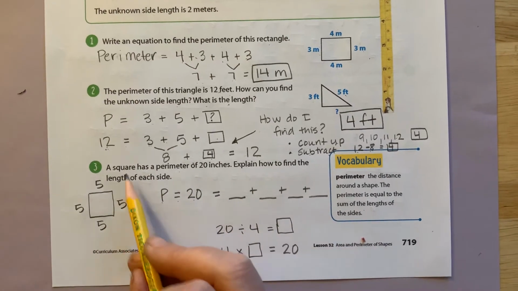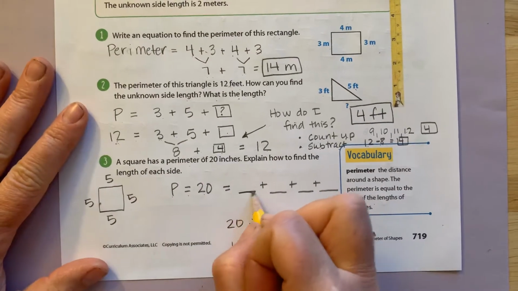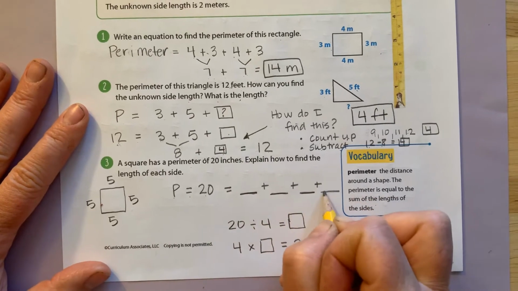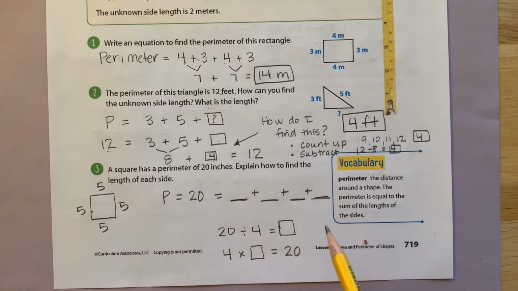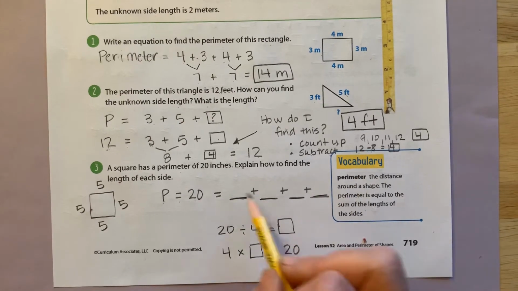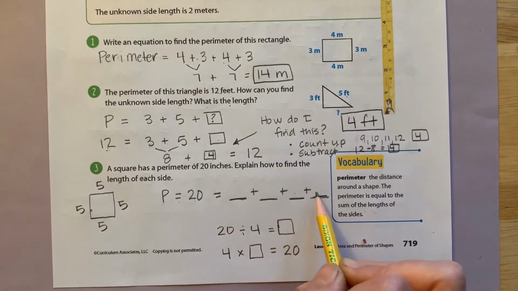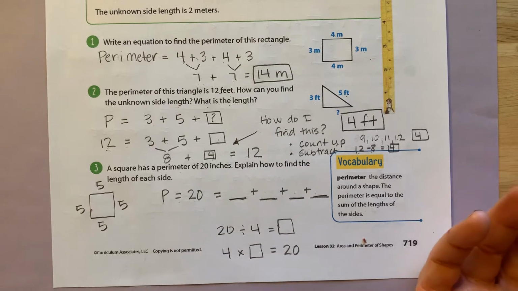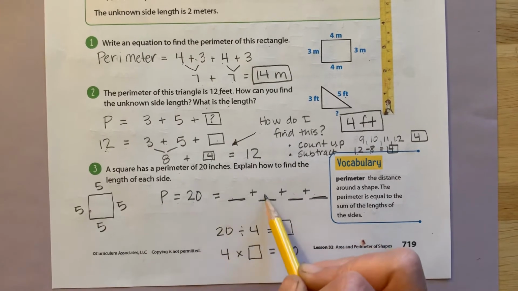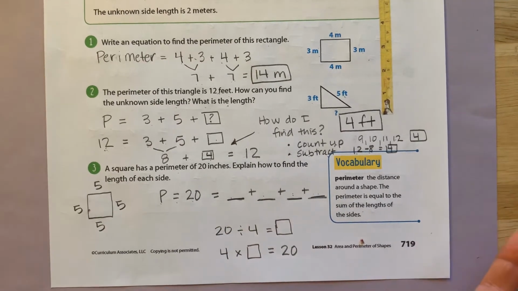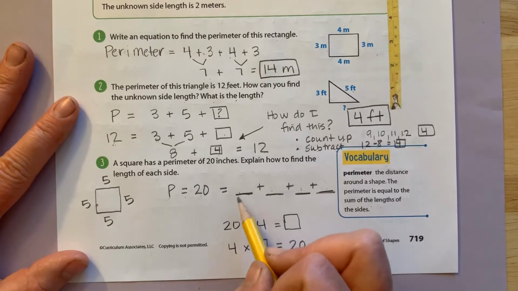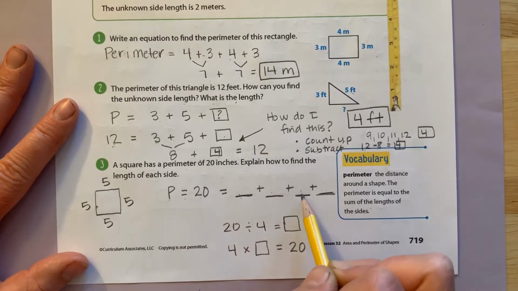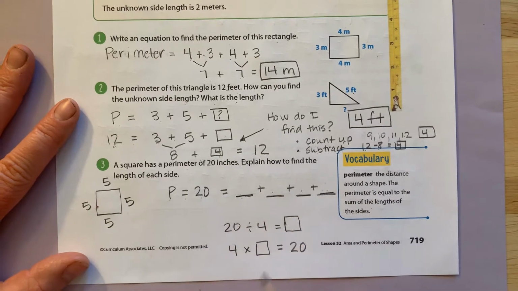Now I know that a square has 4 sides, so I did 4 blanks. 1, 2, 3, 4. Now the cool thing about a square is all 4 of these numbers have to be the same number. So I can't do 2 plus 2 plus 2 plus 2 because that only gives me 8. I couldn't do 10 plus 10 plus 10 plus 10 because that gives me 40 and it's too big. So I needed to think about what number could go into all 4 of these spaces to equal 20.